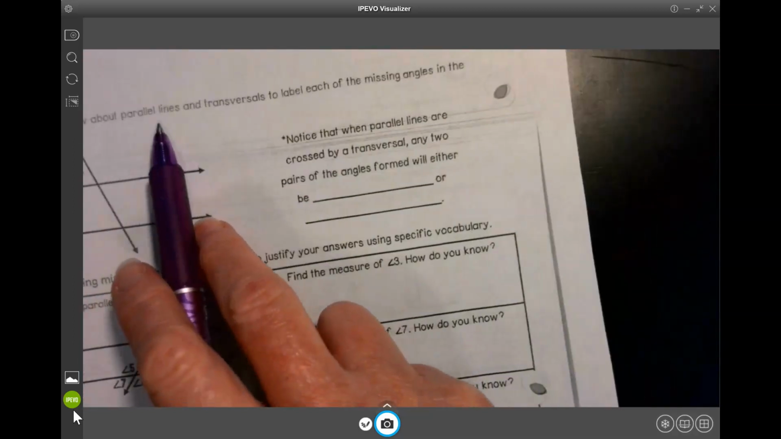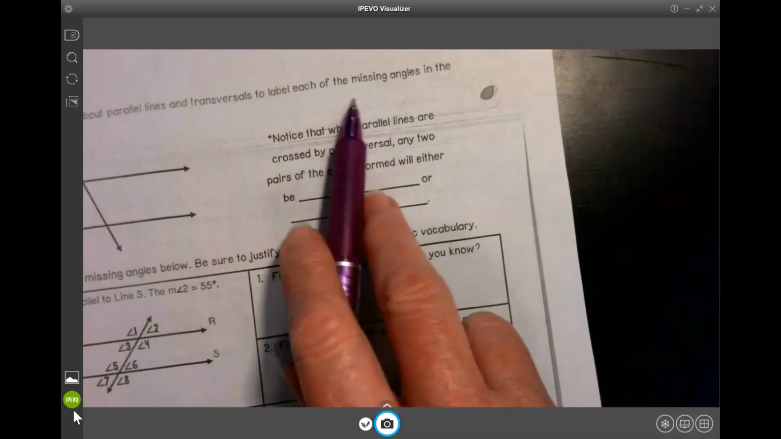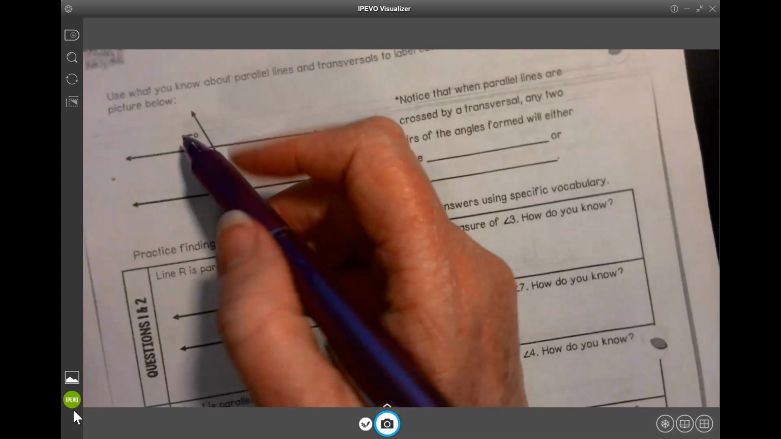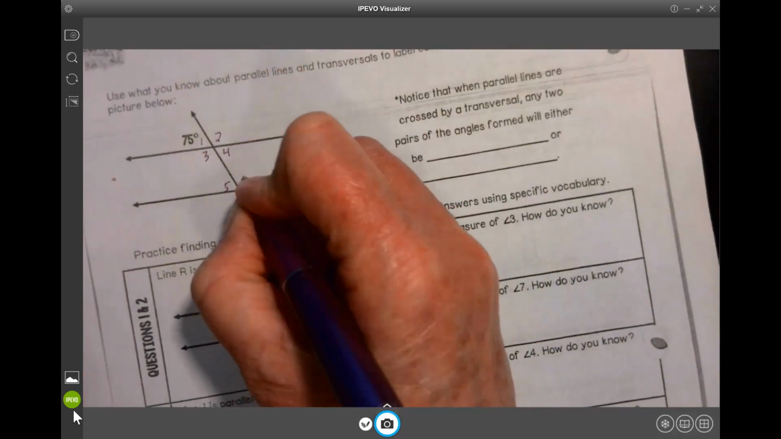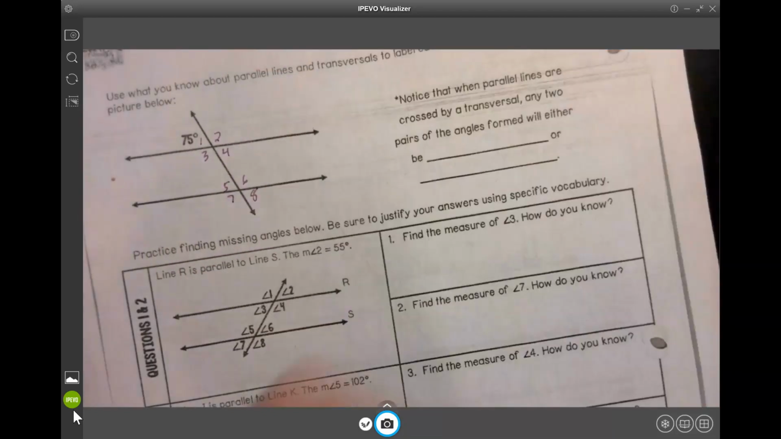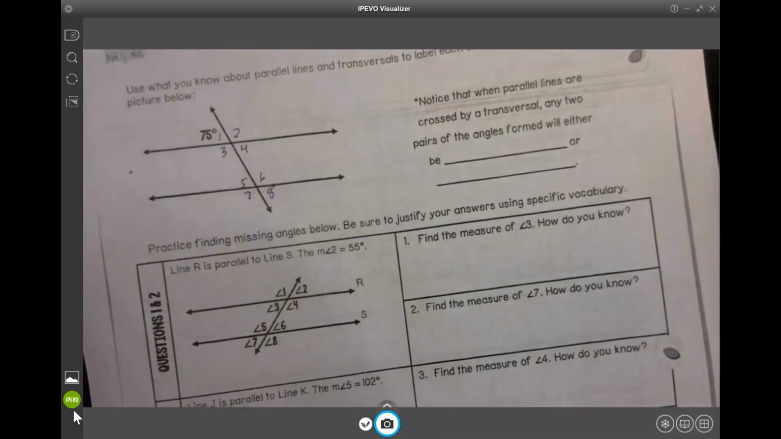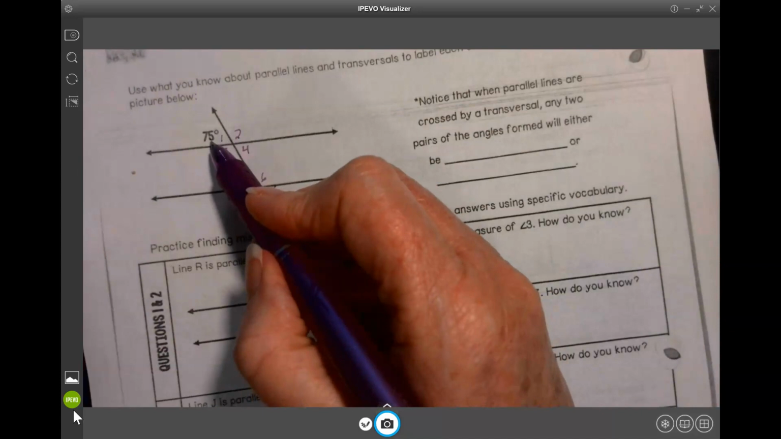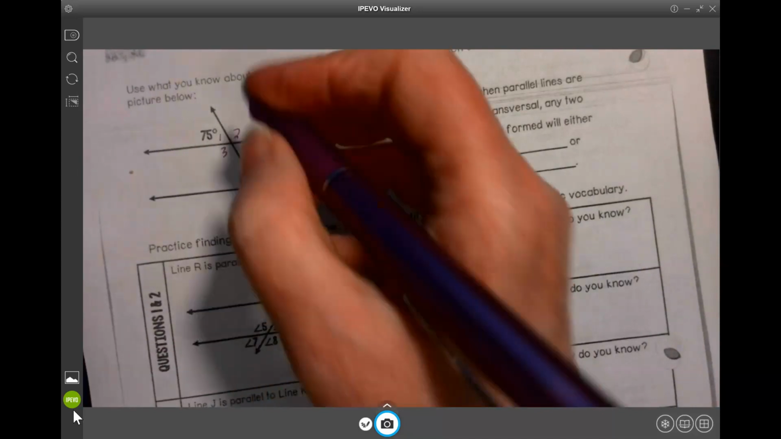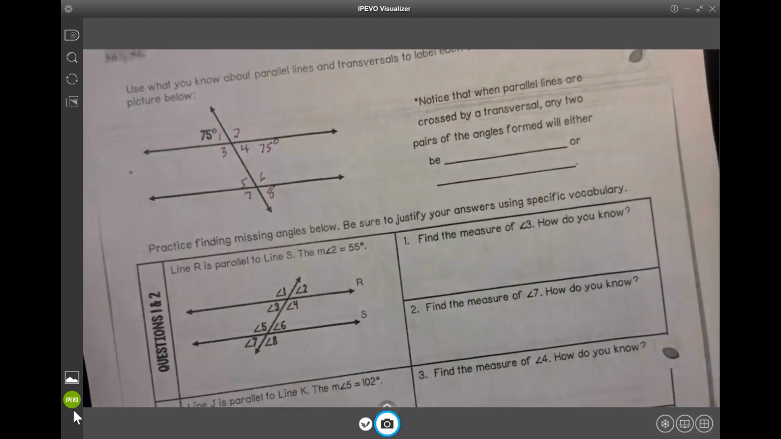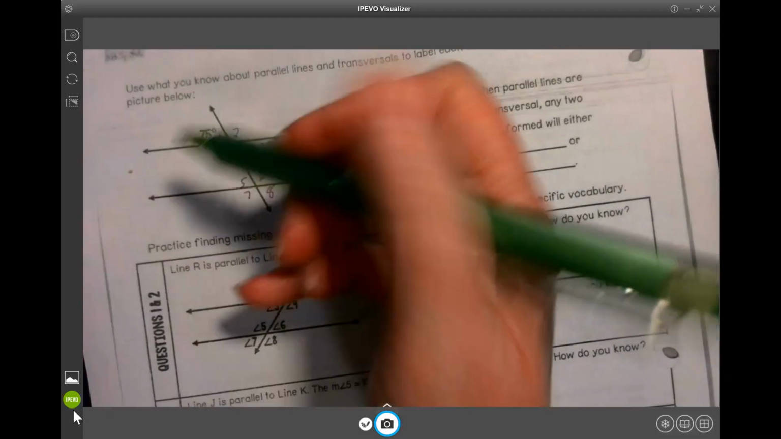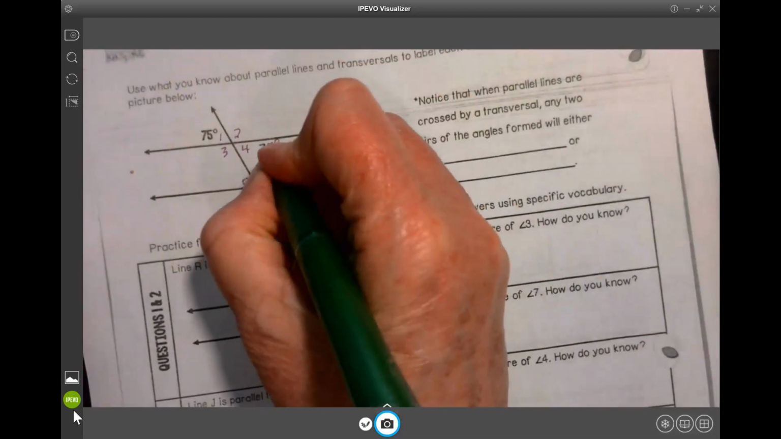Use what you know about parallel lines and transversals to label each of the missing angles in the picture below. So here we go. Okay, I'm going to label it 1, 2, 3, 4, 5, 6, 7, 8. Those are the angle numbers. I'll put degree symbols on what they are. So if angle 1 is 75, what's angle 4? Well, those are vertical angles. So that's 75 degrees.